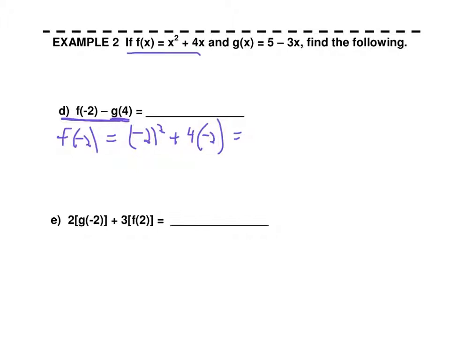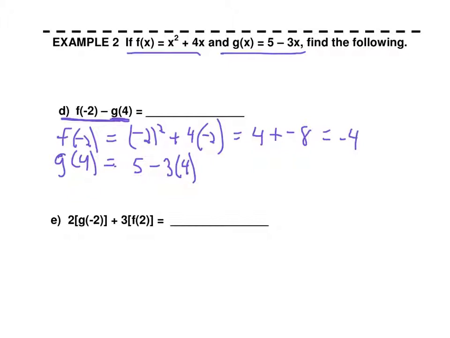And when I do that, I get negative 2 squared, which is positive 4, plus a negative 8, and that equals negative 4. Then I do g of 4, and I'm using this function. So I take 5 and I subtract 3 times 4. So that would be 5 minus 12, and 5 minus 12 is negative 7. So I have a negative 4 and a negative 7.